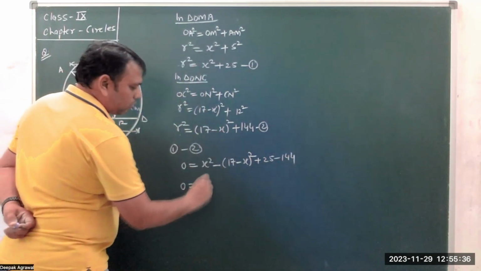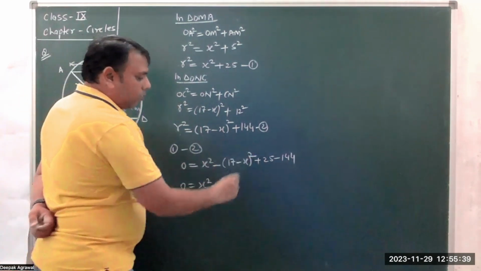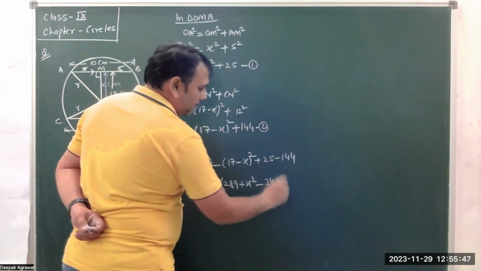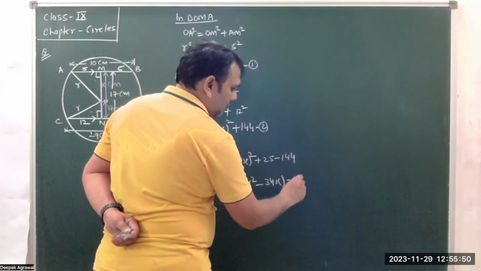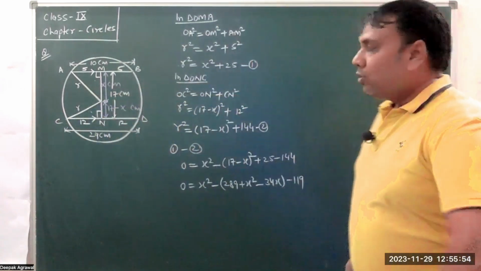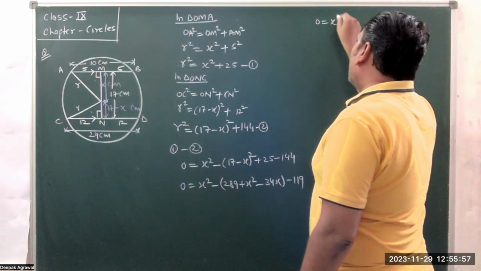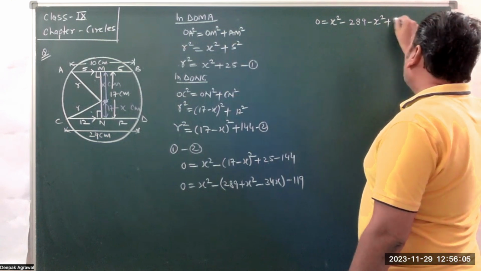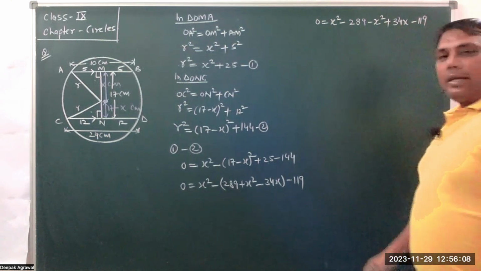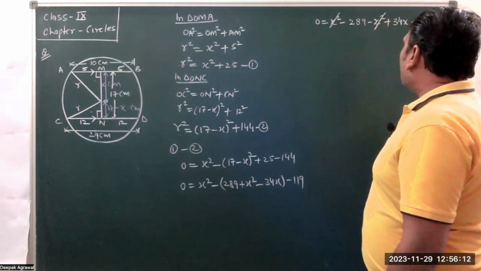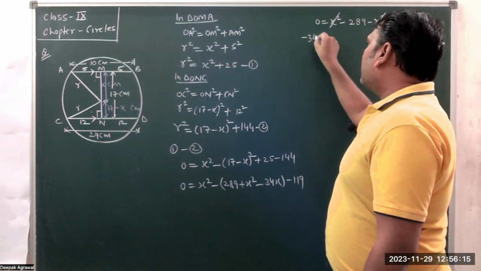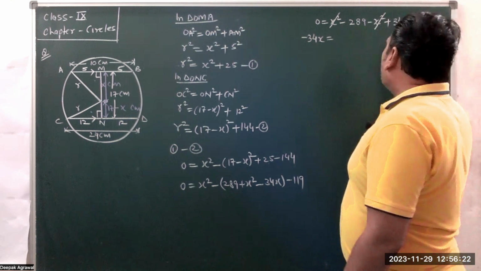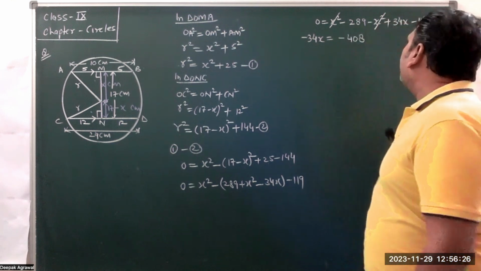So 0 is equals to x square minus (a minus b) whole square. So 17 square, that is 289, plus x square minus 2ab. 25 minus 144 is minus 119. So 0 is equals to x square minus 289 minus x square plus 34x minus 119. X square and x square get cancelled. 34x, I bring it on this side, so minus 34x. These two can be added. 289 and 119, that becomes 408, so minus 408.